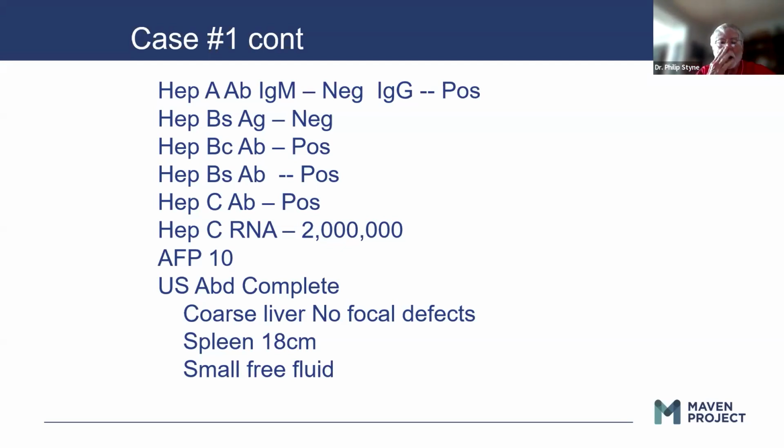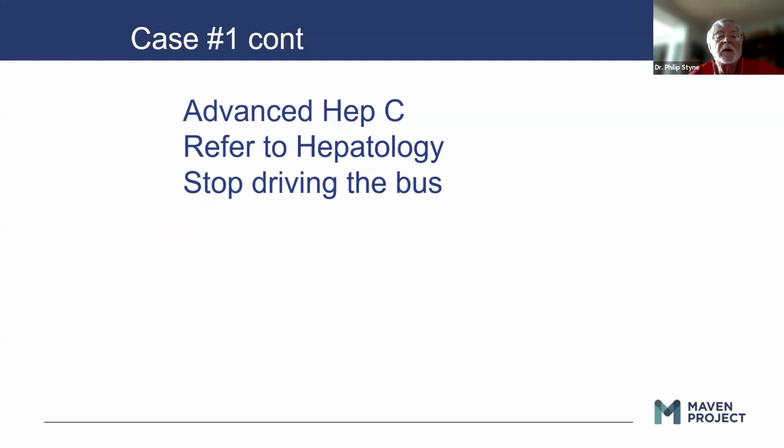Look at his ultrasound. Big spleen, coarse liver, some free fluid, so he has ascites. Next slide. He has advanced hepatitis C. He needs to be referred to hepatology, and coming into your venue as a primary care, he's got to stop driving the school bus. This guy is at high risk of having encephalopathy, even if it's hard to detect.